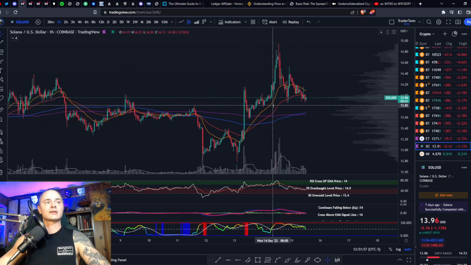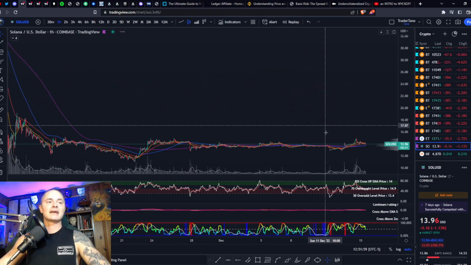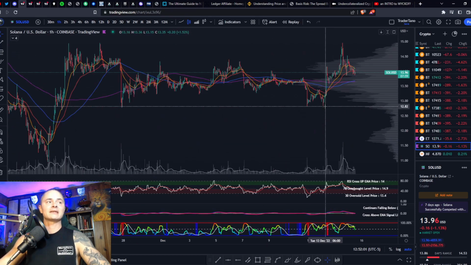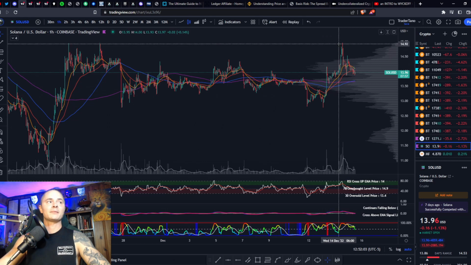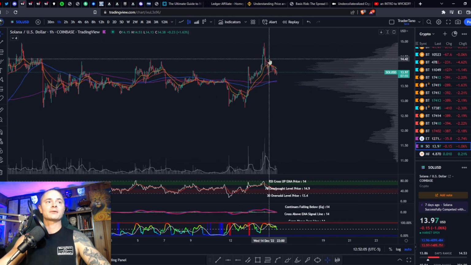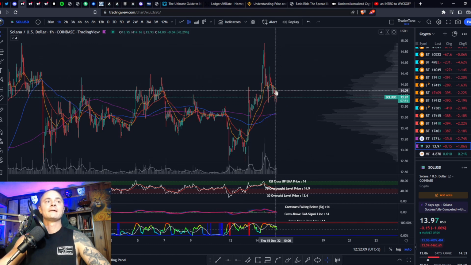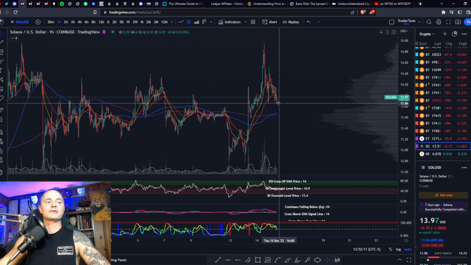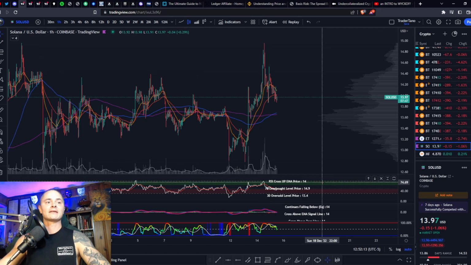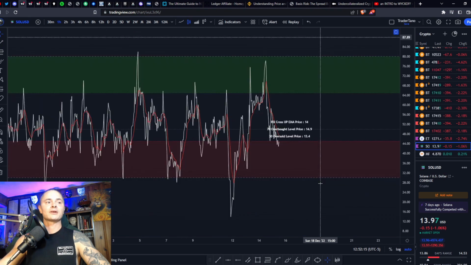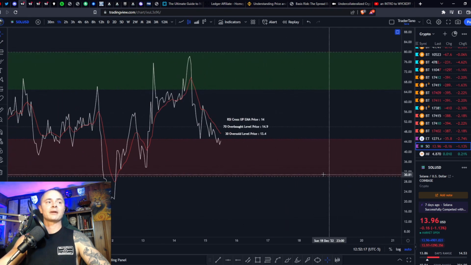Let's move on to Solana. Solana did have a nice pop, but we really didn't get out of the range. We got rejected from the top of the range and came back down. Now it looks like all your moving averages are curling over. 21's coming down hard. 50's curling over. RSI is entering the bearish control zone.